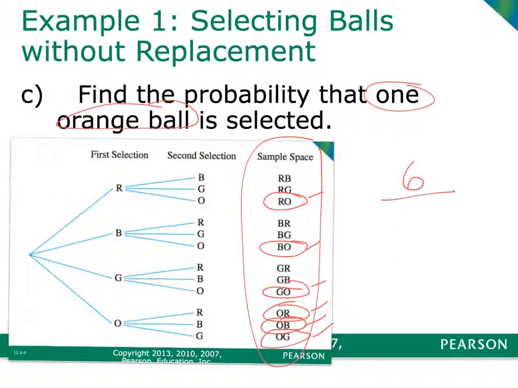How many items are in the sample space? There was a total of 12 items in the sample space. Remember to always reduce your fraction. The reduced fraction of 6 over 12 is 1/2. So you have a 50% shot of drawing an orange ball from the bag.